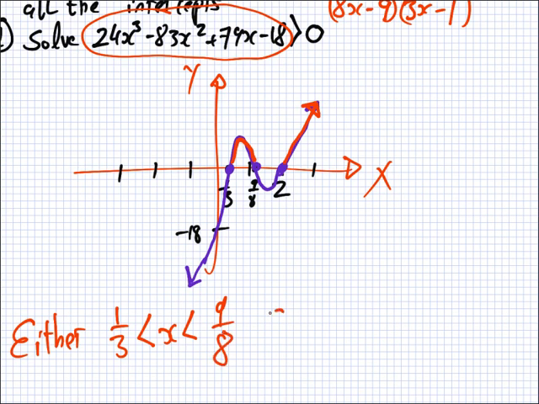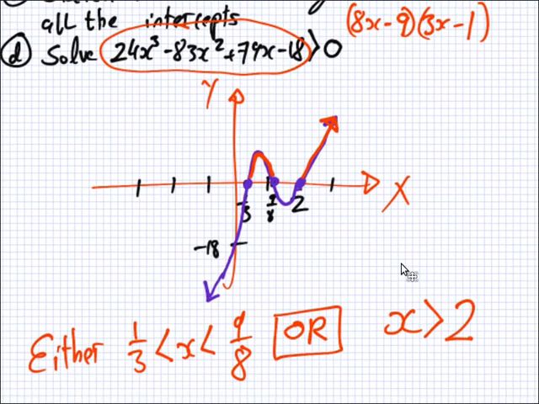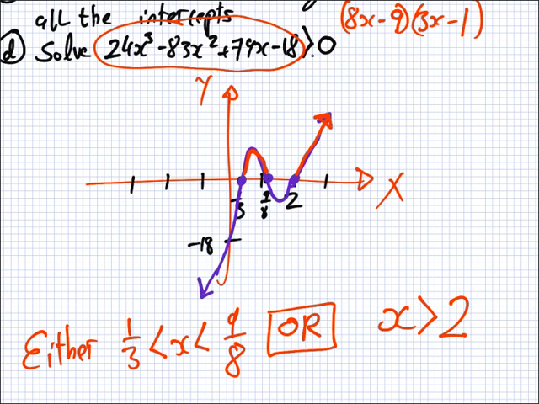Or, what's the second answer? X is bigger than 2. Bigger than 2. Not equal, because I said it has to be more than 0, not equal to 0. Does that answer make sense? Yeah?